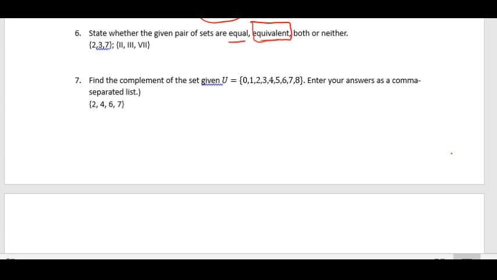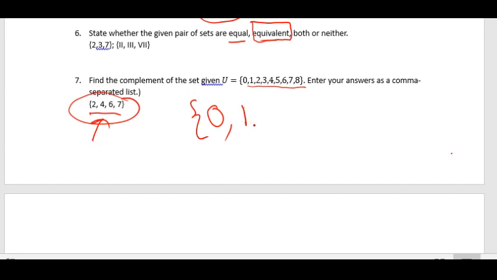Okay, find the complement of the set given U equals this number. Enter your answers as comma separated lists. So they give us this set and we want to find the complement. So the complement is going to be everything that is not in this set that is in the universal set. So here I have number 2. So let's start with the universal set. So 0 is not in the given set right here. So 0 is going to be part of our complement. 1 is not in this set either.